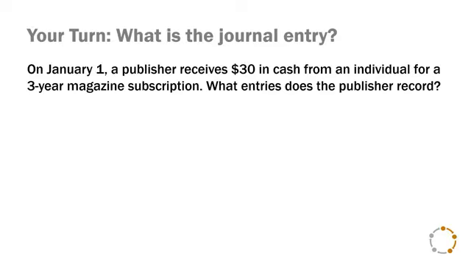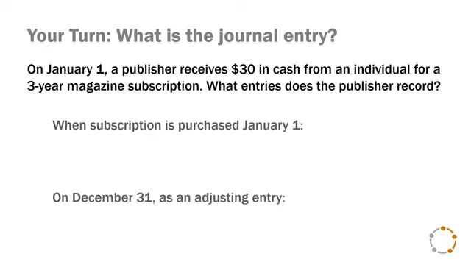Okay, first one. On January 1st, a publisher receives $30 in cash from an individual for a 3-year magazine subscription. What entries is that publisher going to record? Let's think about two different things. The entry that gets recorded when the subscription is purchased on January 1st, and then the entry that gets recorded on December 31st as an adjusting entry. Take a few minutes, give it a shot, then come back and we'll see how it went.